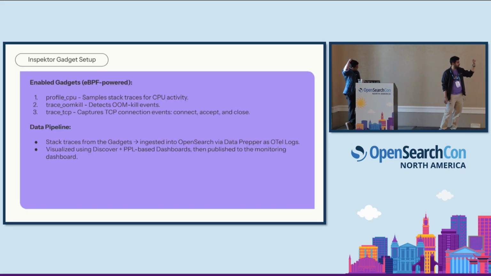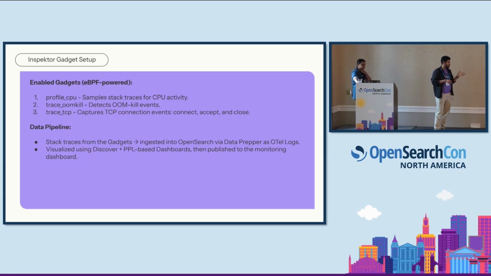One is for CPU profile. Every container will have a set of CPU processes that are running. Inspektor Gadget will hook onto these processes and give me the kernel stack output. For checking out-of-memory issues, I have a second gadget, which is trace out-of-memory kill. It will give me the trace output of the kernel stacks of every process that is being killed by memory issues. The third one is trace TCP.